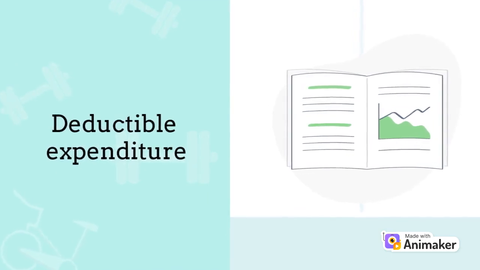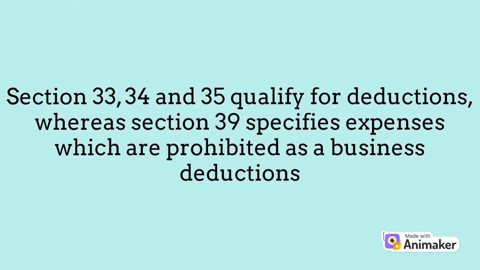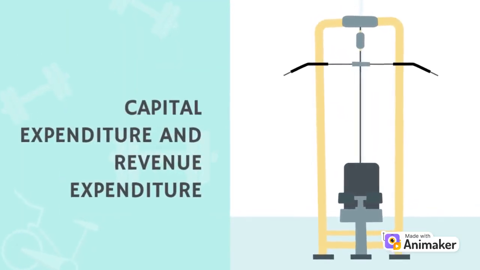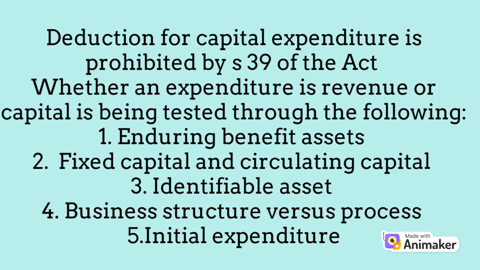Deductible expenditure. Sections 33, 34, and 35 qualify for deductions, whereas Section 39 specifies expenses which are prohibited as business deductions. Capital expenditure and revenue expenditure. Deduction for capital expenditure is prohibited by S39 of the Act. Whether an expenditure is revenue or capital is tested through the following: 1. Enduring benefit assets, 2. Fixed capital and circulating capital, 3. Identifiable asset, 4. Business structure versus process, 5. Initial expenditure.